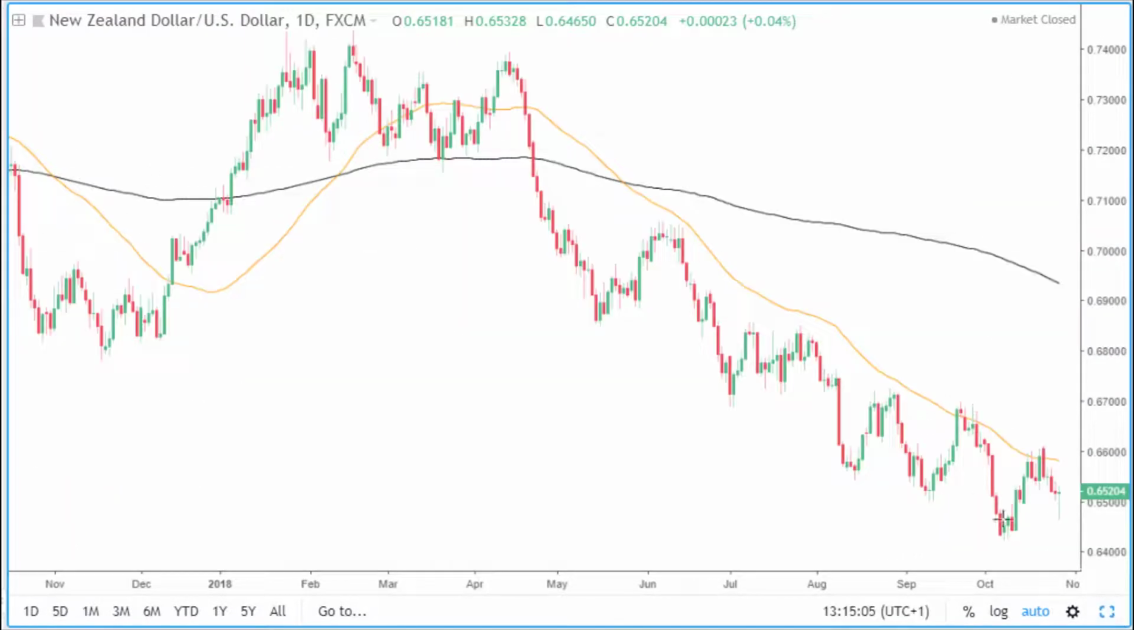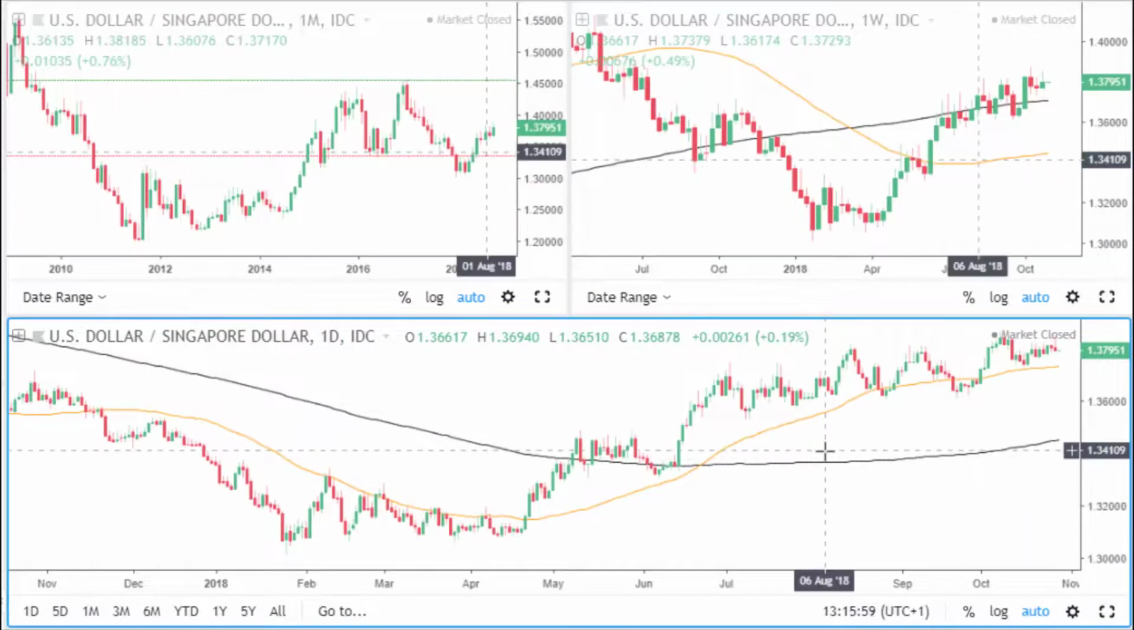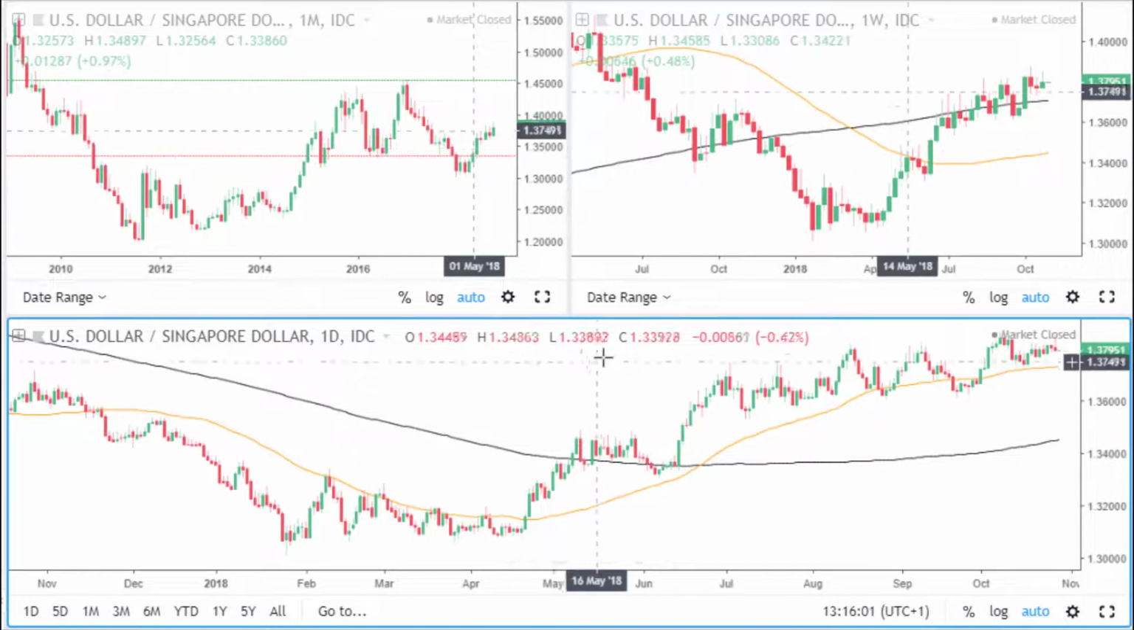And on the daily time frame, price is currently below the 50 and 200 simple moving averages, and since finding resistance at the 50 simple moving average here, price has started to move in the downwards direction, and we want to wait and see whether price can actually break and close below this low here. Last Forex pair we are looking at today is the US dollar, Singapore dollar.